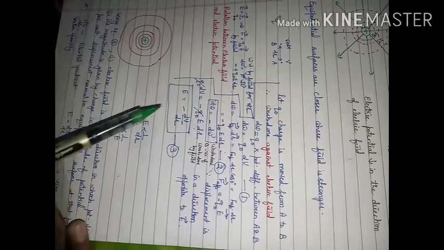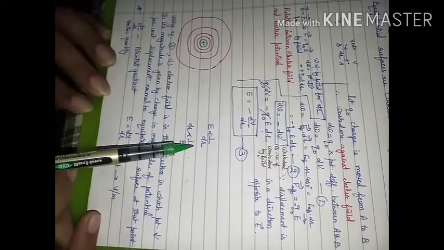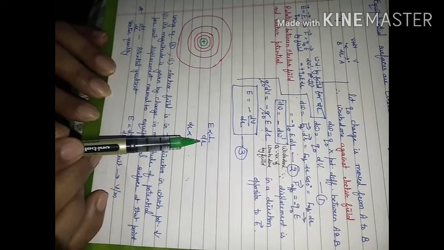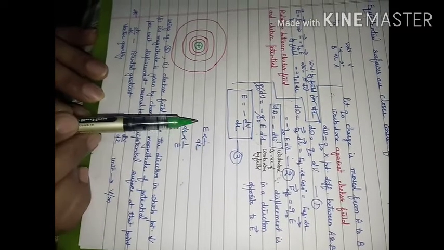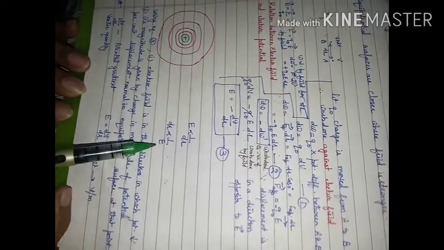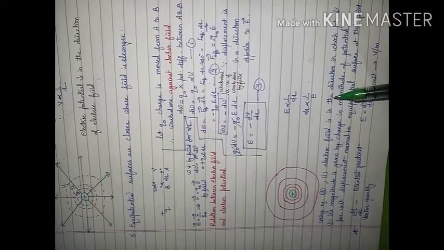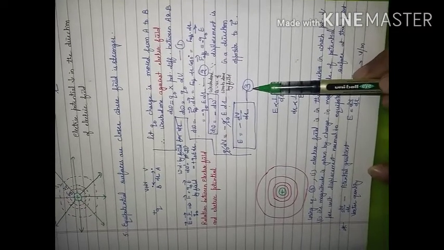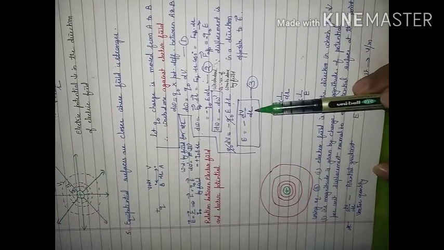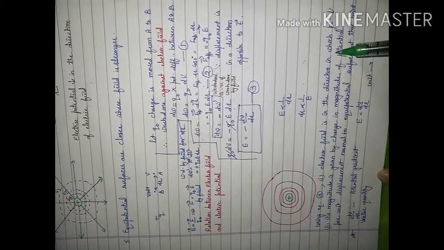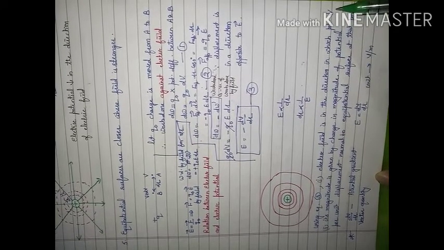From here, E is inversely proportional to dr. It means if the spacing between equipotential surfaces is less, the field will be stronger. If the spacing is more, the field will be weaker. And if we analyze this equation, E is equal to minus dV by dr, it shows again that the electric field is in the direction in which potential decreases.